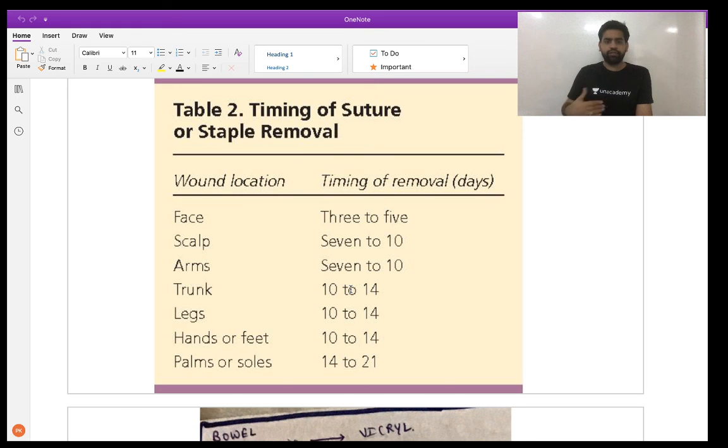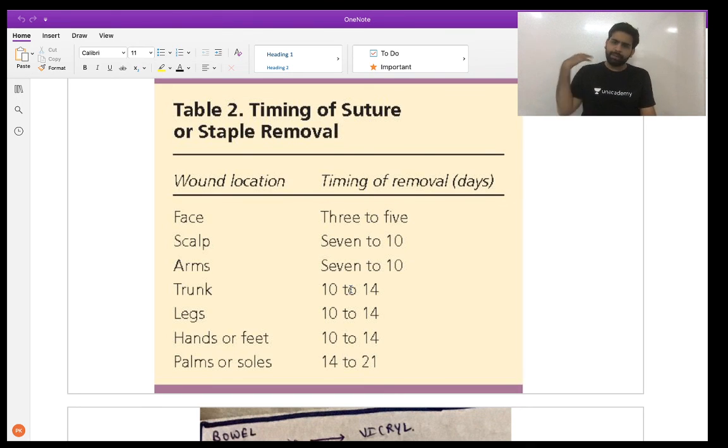In the abdomen, if at all, trunk. Okay, so here the abdomen is not there. Please, again, pardon me. This table doesn't have abdomen. So whenever you have a suture in the abdomen, you remove it between 8 to 10 days. Forget about the table. Just listen to me. In the scalp, you remove the sutures between 6 to 8 days. In the abdomen, you remove the sutures between 8 to 10 days.